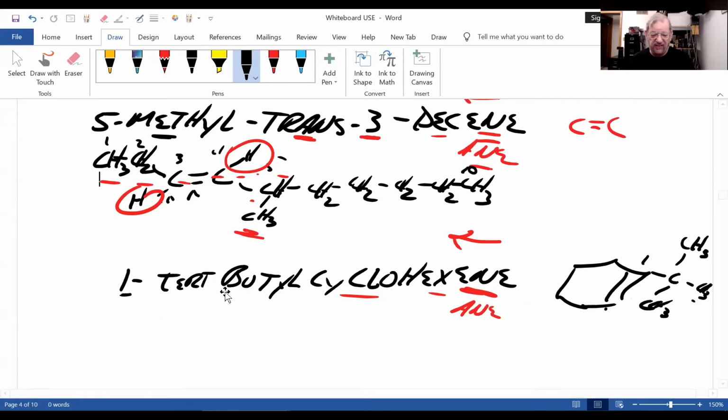Now, here's the thing. When you have a ring, remember one of the carbons is 1, the other one is 2. And notice since I have the t-butyl group on carbon 1, it doesn't matter which one of these I did, because it would be the same. With that, my legs are telling me it's time to stretch. So I'll see you in 5 minutes, and we're on the home stretch.